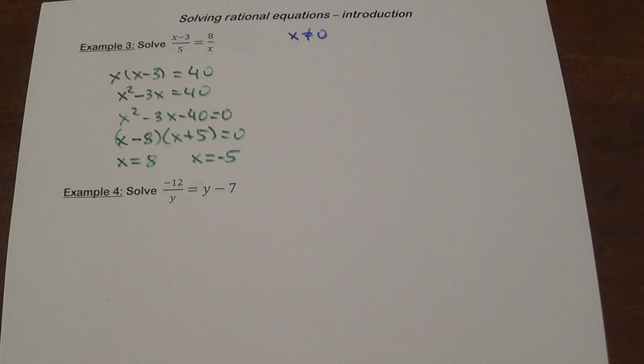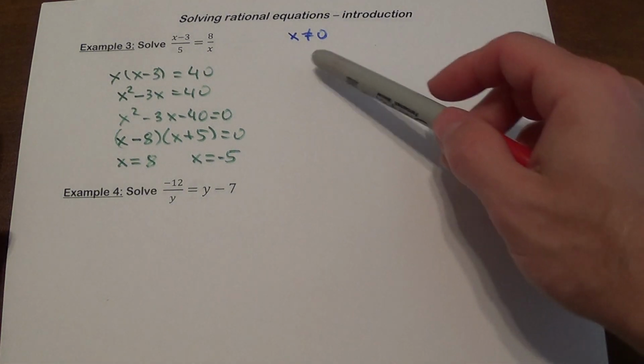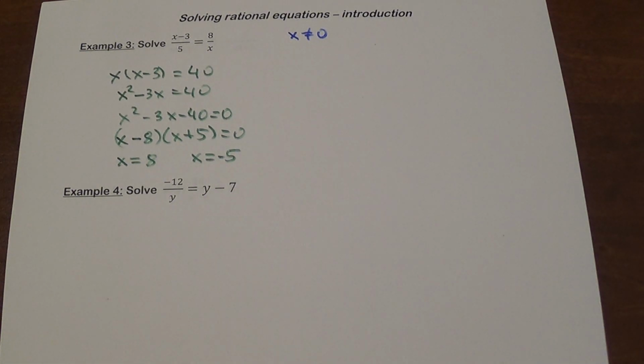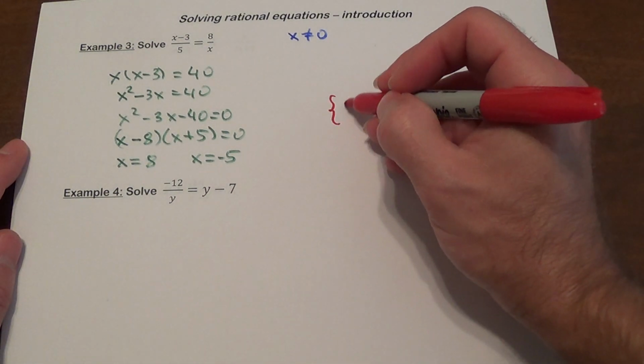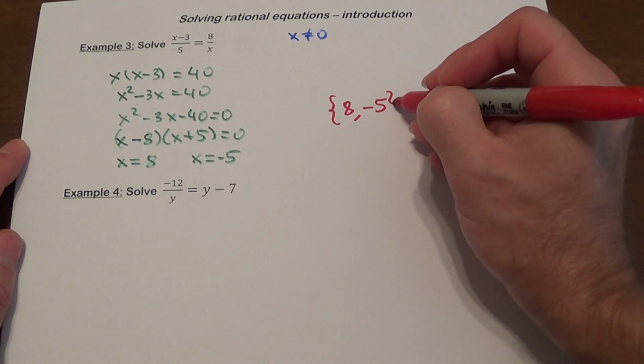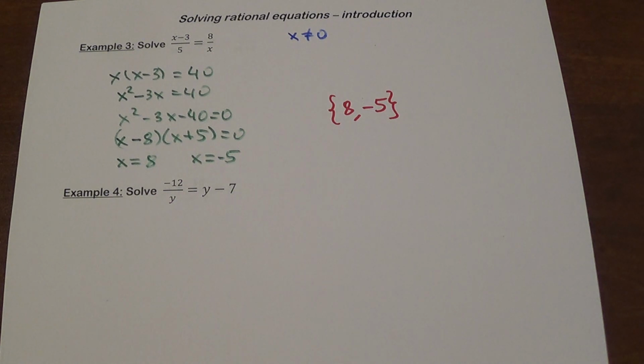They are not going to create any problems because the only excluded value here is 0, and that means these two values are going to be our solutions. Okay. Let's go ahead and take a look at the next problem.